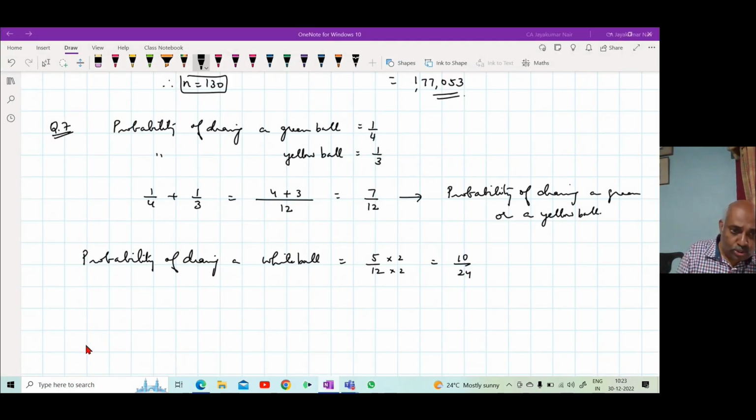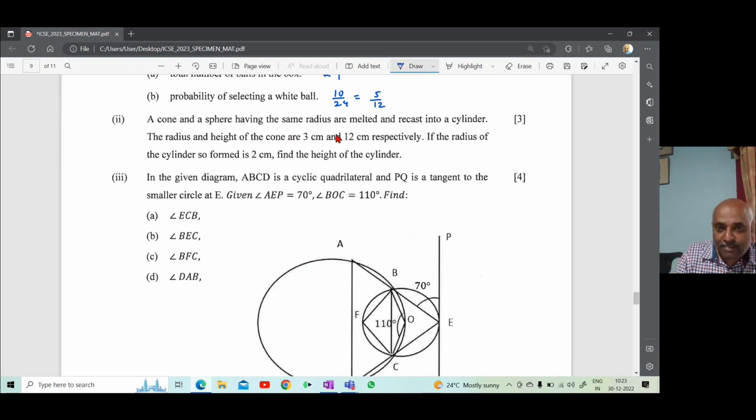Moving on to the next question, question number 2 of question 7. A cone and a sphere having the same radius are melted and recast into a cylinder. The radius and the height of the cone are 3 centimeters and 12 centimeters respectively. And if the radius of the cylinder so formed is 2 centimeters, find the height.